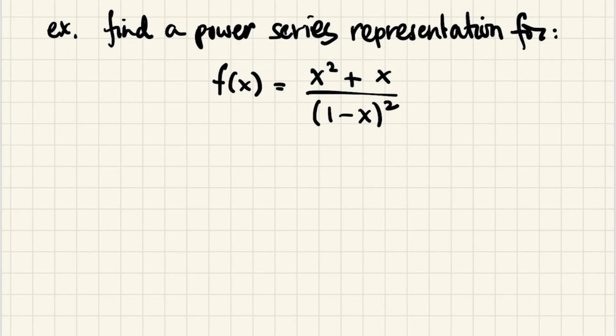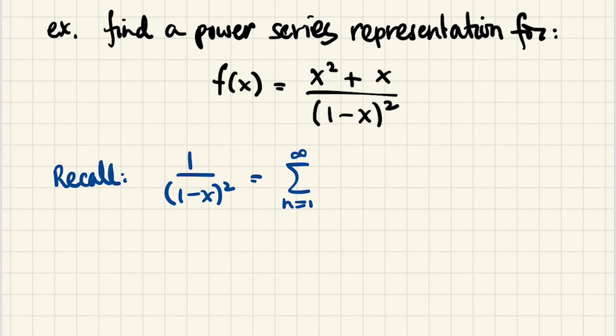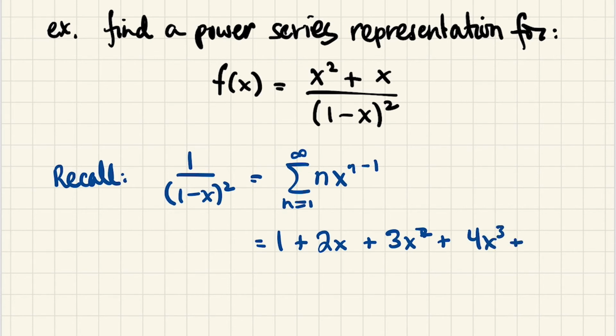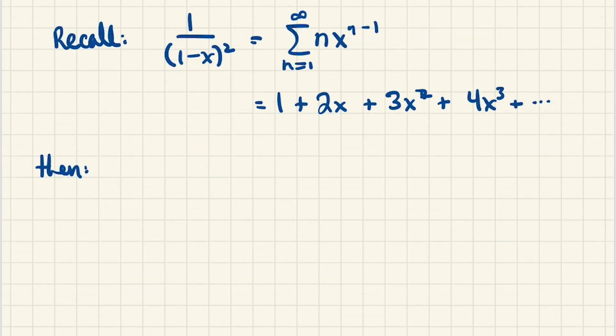Okay, so what about this one here? Well, let's recall that we worked out earlier that this particular form is equal to this series here. And its terms are 1 plus 2x plus 3x squared plus 4x cubed plus etc. So what does that mean? That means that if we multiply both sides of this equality by x squared, we're going to get this form. And let's multiply these terms by x squared.